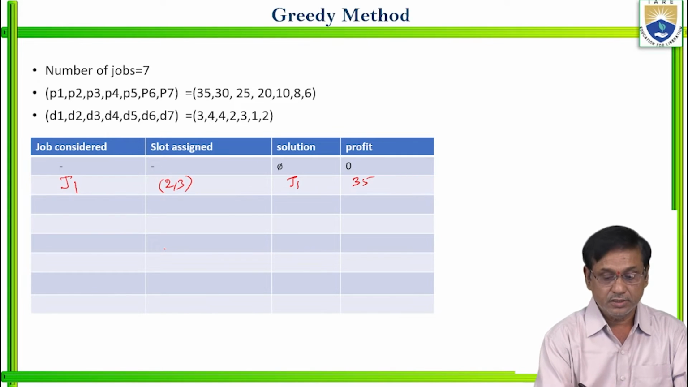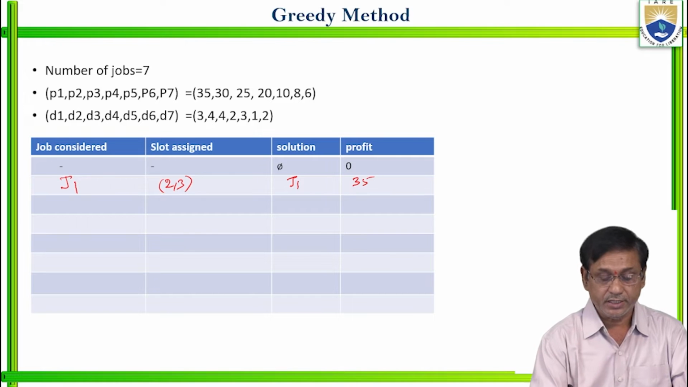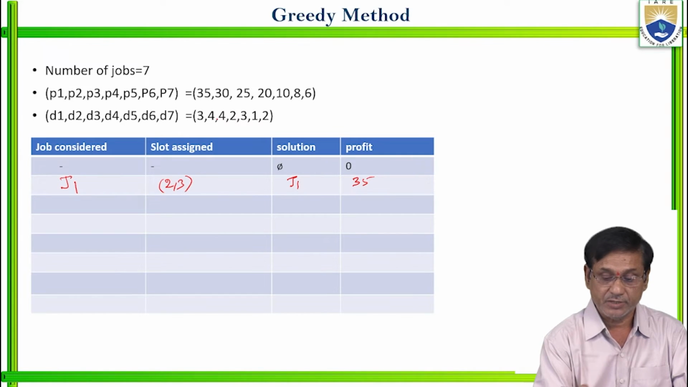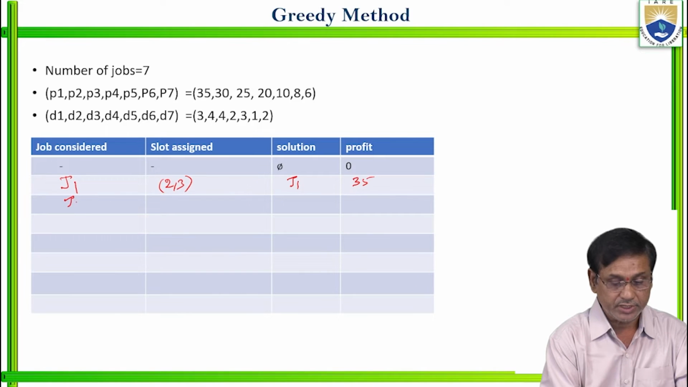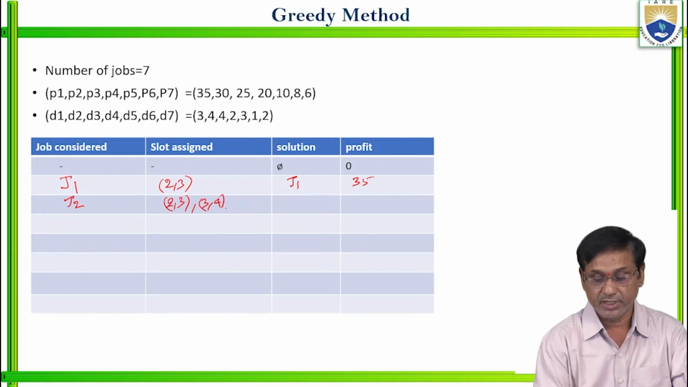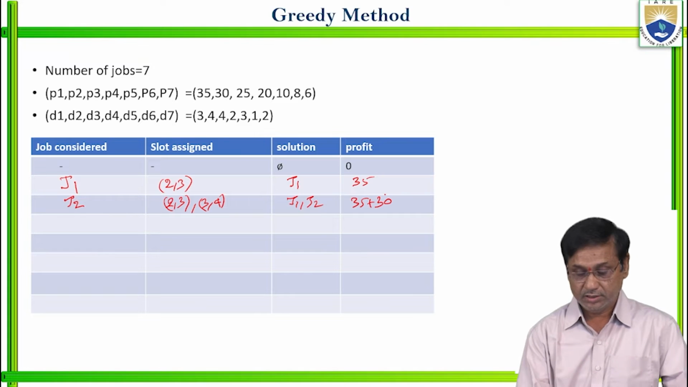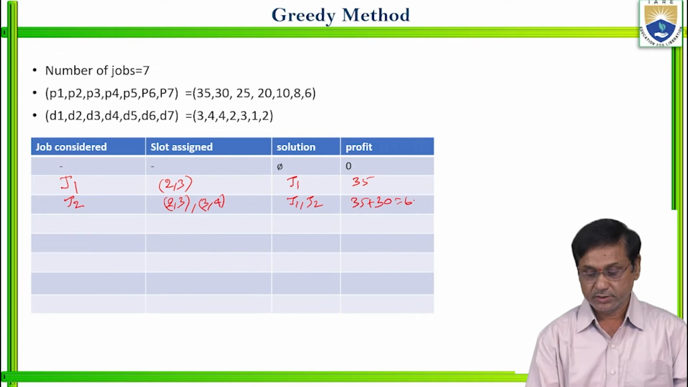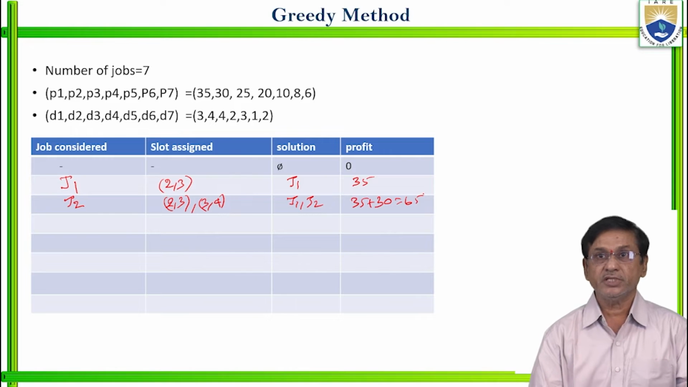Next, after the first job is allotted, next we have to see the second job. Second job can wait up to 4 hours. That means it can be considered, and the profit is also maximum, so J2 can be considered here, and the slot assigned is 3 to 4. We have already assigned 2 to 3 for the first job, so the next slot can be considered, and the solution is J1, J2, and the total profit is 35 plus 30, that is equal to 65. Total profit is 65.